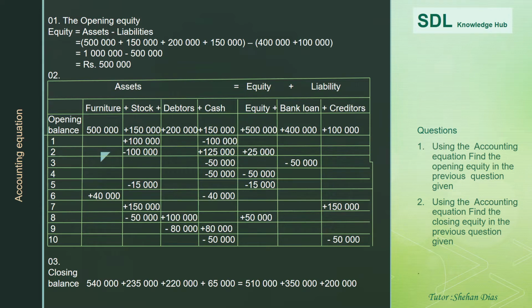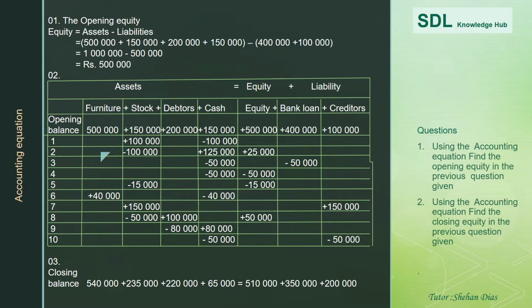Then number 2, you have to record the transactions in the accounting equation. So here again, the elements in the equation are segregated into different accounts. For assets: furniture, stock, debtors and cash. For liabilities: bank loan and creditors. So under these we have to record the transactions.